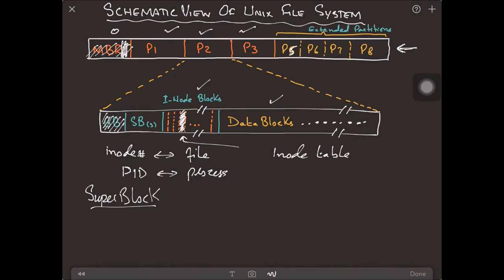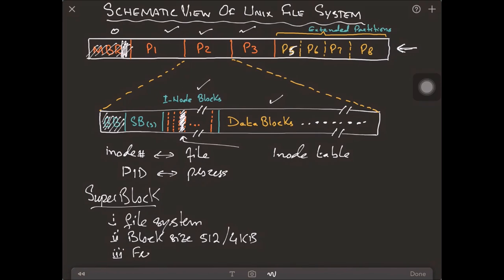A super block contains very important information, for example the file system of this partition, then the block size: is it just 512 bytes as is the sector, or is it 4 KB, whatever. Then it has information about the free or unallocated blocks, and it has information about all the inodes which we have just seen.